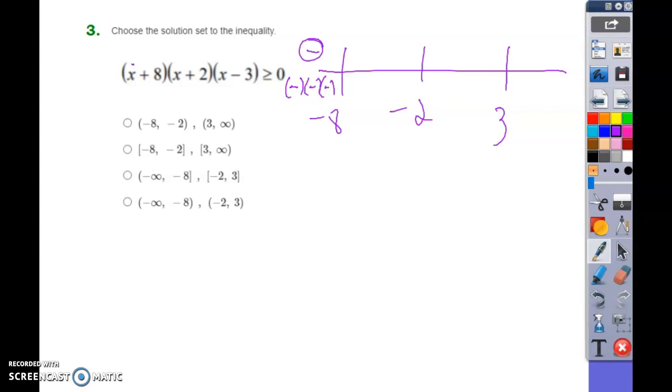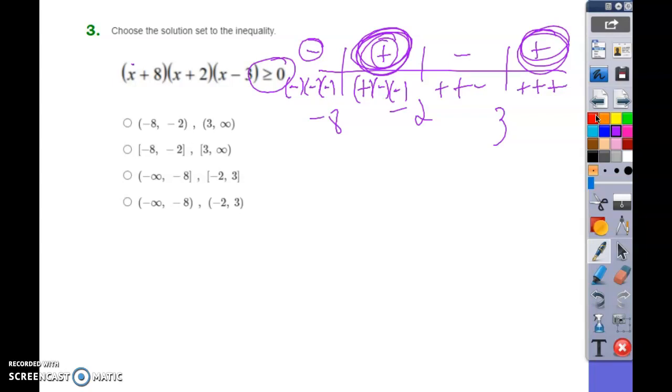Okay, let me plug in a value between negative 8 and negative 2. So let's say it's negative 6. That would be a positive times a negative times a negative. So that's going to be a positive. That's above the x-axis. This one is plus, plus, minus, so that's below. And this is plus, plus, plus. That's plus. So where is the graph greater than or equal to 0? It's going to be right here and right here. So we need this interval from negative 8 to negative 2 and from 3 to infinity.